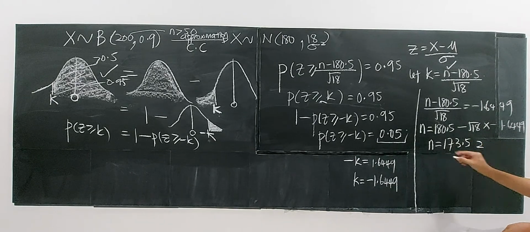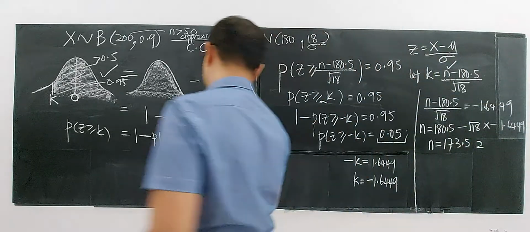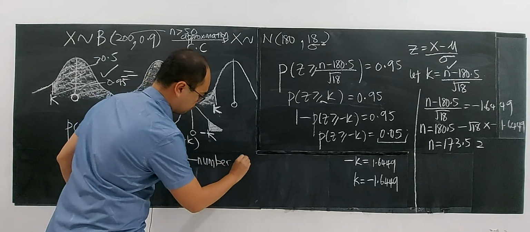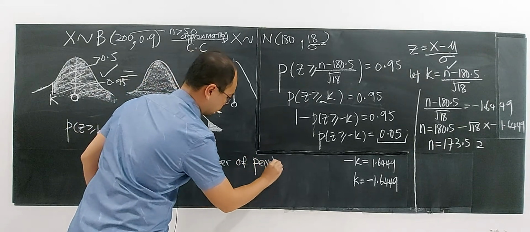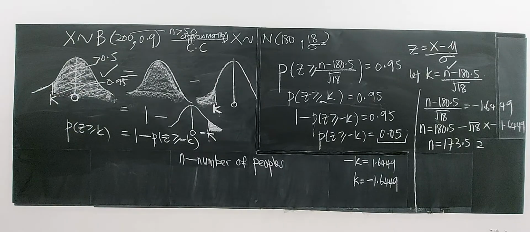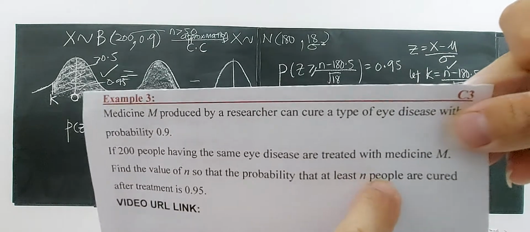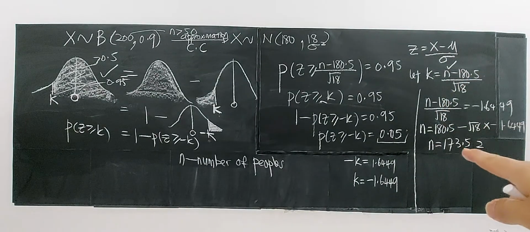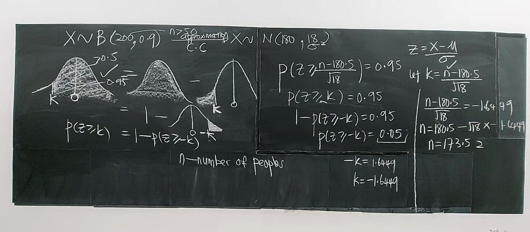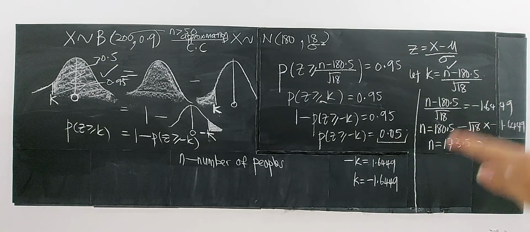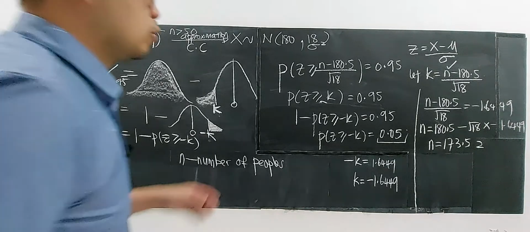173.52. But you must remember, what is n? N represents the number of people, right? So for example, you look at this question, the value of n here, at least n people, right? How can you say at least 173.5 people? How can you say 0.5 people? What is the 0.5 here, right? Meaningless, right? So very easy. If you have this type of problem, very simple. Just round off to the nearest integer, right?